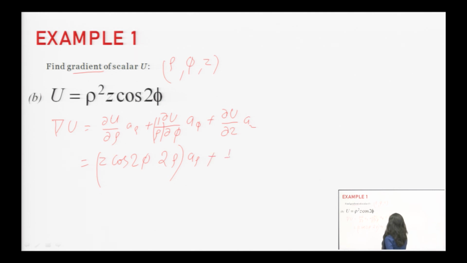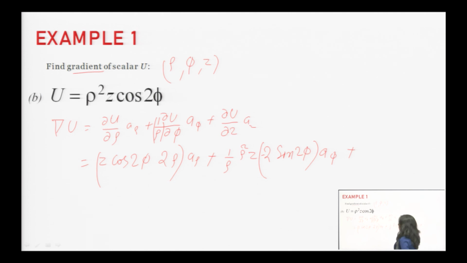Then again 1 by rho will appear as it is, and further we need to differentiate u with respect to phi. All other quantities except phi will act as constant quantities. So we will write those as they are, that is rho square and z, and the differentiation of cos 2 phi will be 2 sine 2 phi, and a minus sign will come. Again the unit vector will appear, that is a phi.